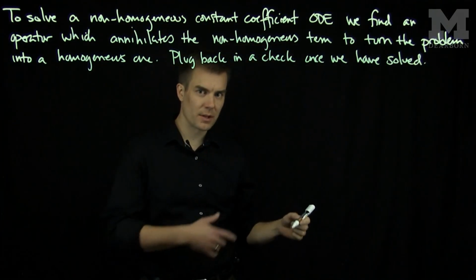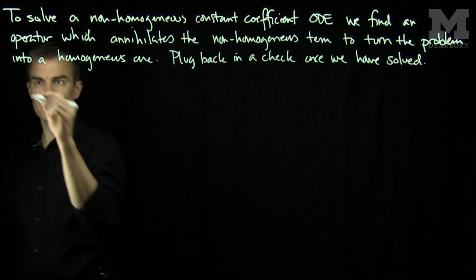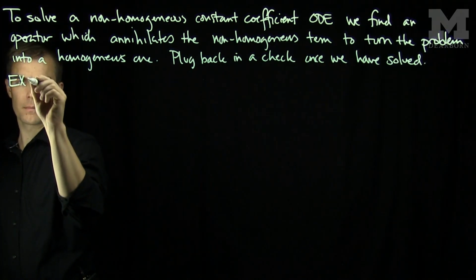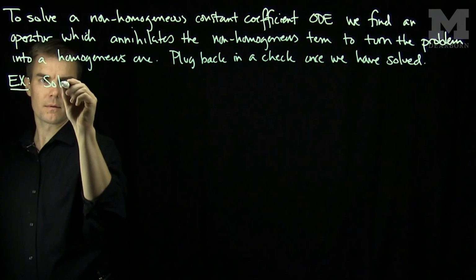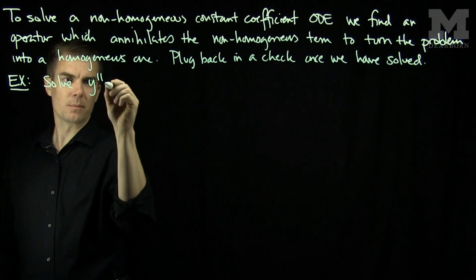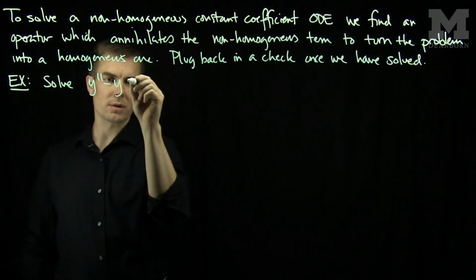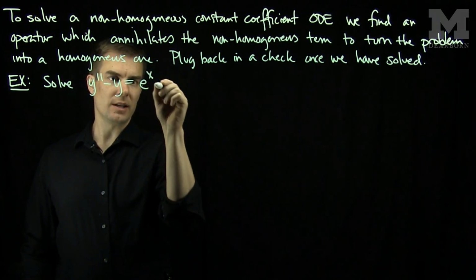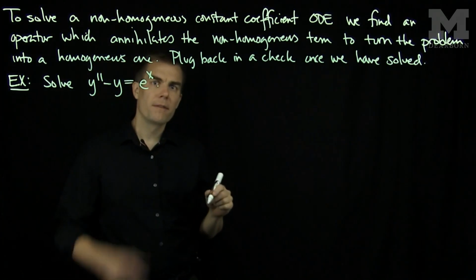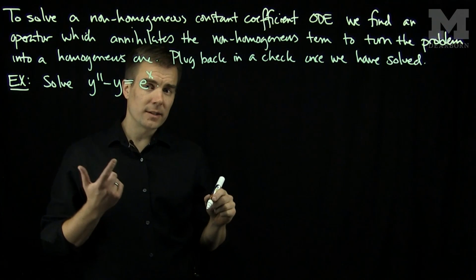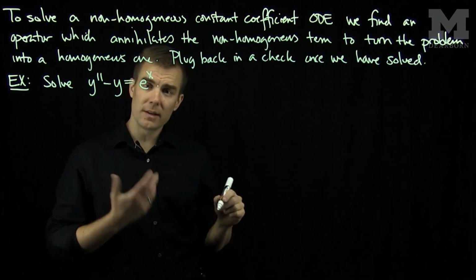Let's see an example of this to get our hands onto a problem. Let's solve y double prime minus y, a constant coefficient ODE expression, equals e to the x. Following our idea, we need to find an operator that annihilates e to the x.